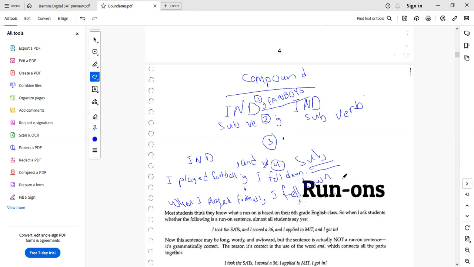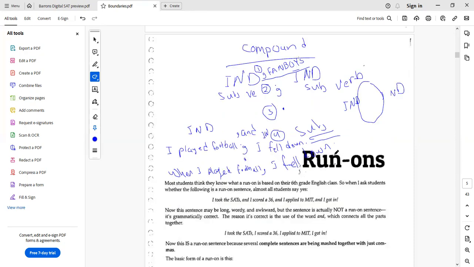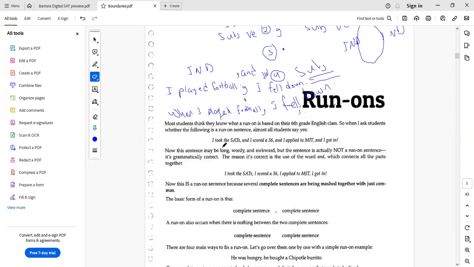Okay. Now, why do we call the sentence run-on? Because there are two independent clauses that come after each other, but nothing between them, so it looks like an accident. Or you put only a comma between them. Look at this one. He said, I took the SAT, comma, and I scored a 36. Actually, 36 is in ACT, not in SAT. And I applied to MIT, and I got in. All of this is wrong. Why?